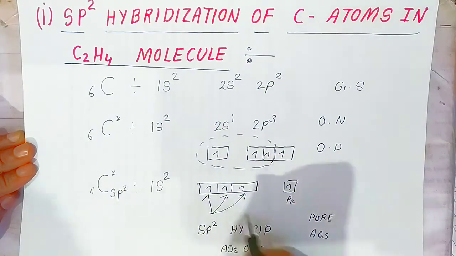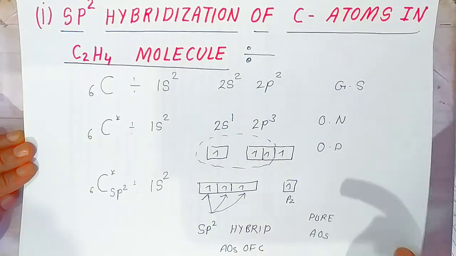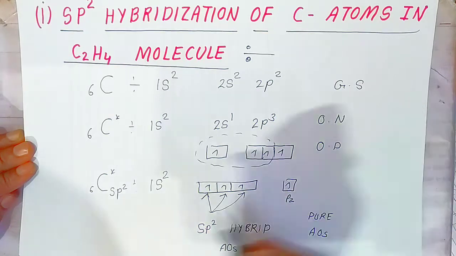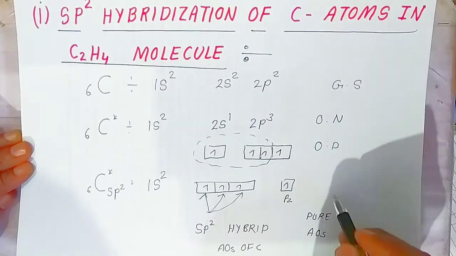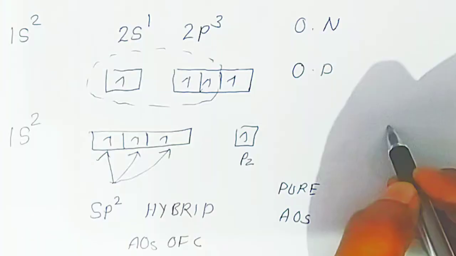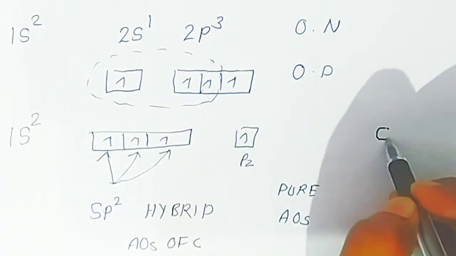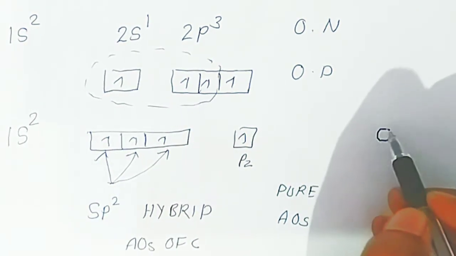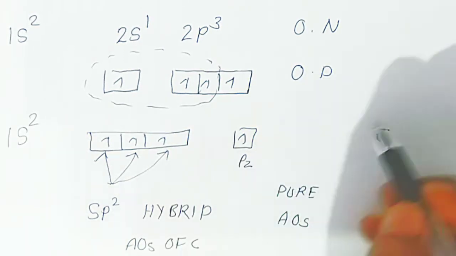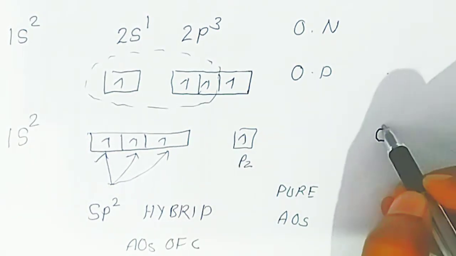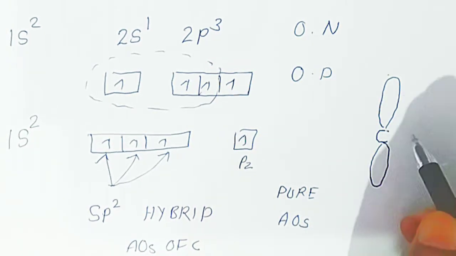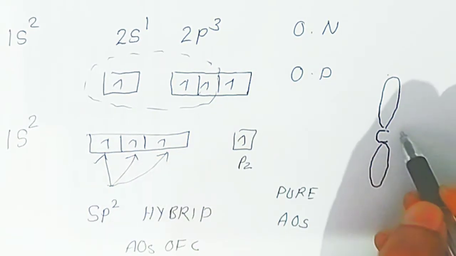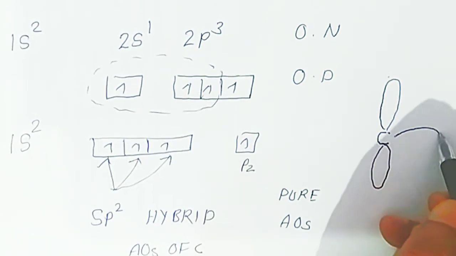Okay students, when you write down the diagram, how will it look, because it is sp2? If you draw the orbital diagram, it will be like this. This is the carbon I am showing, and first we are going to represent the pz orbital. So the pz orbital will be like this, and your sp2 hybrid orbitals will be like this.